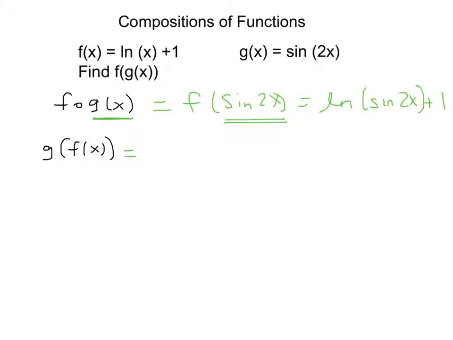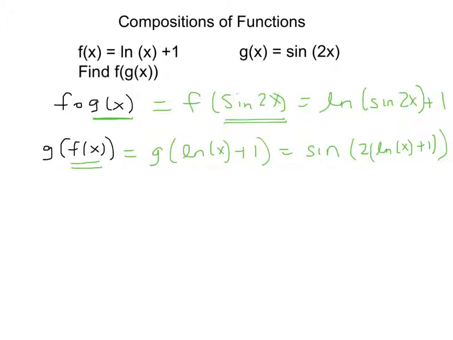So let's do this in reverse. Let's start with f of x as my input. So I want g of the natural log of x plus 1. I then want to put all of that in where I have x in my g function. So the sine of 2 times the natural log of x plus 1. Notice those do not look anything like each other. They are not commutative operations.